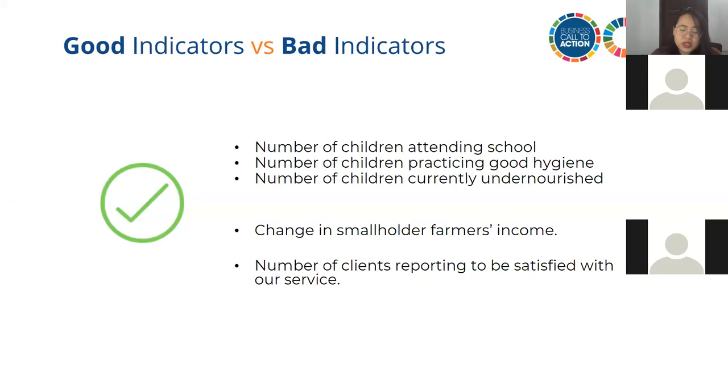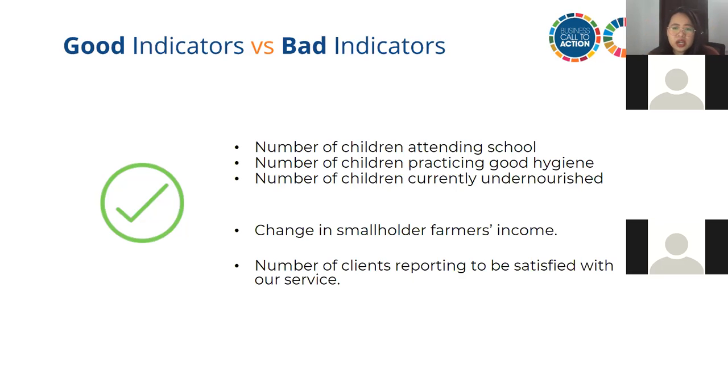So here are the three common misconceptions in selecting indicators. The first one, which tackles the number of children, is a bad indicator: aggregating different indicators into one. The wrong one is the number of children attending school, practicing good hygiene, and undernourished. Okay, so that's a bad indicator. Instead, as you can see on the screen, you separate them because they're all different indicators. So you have to be specific.